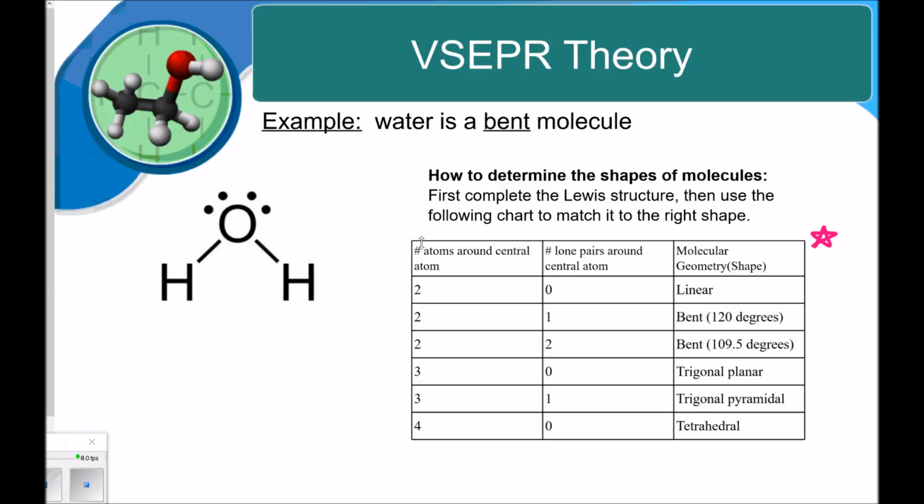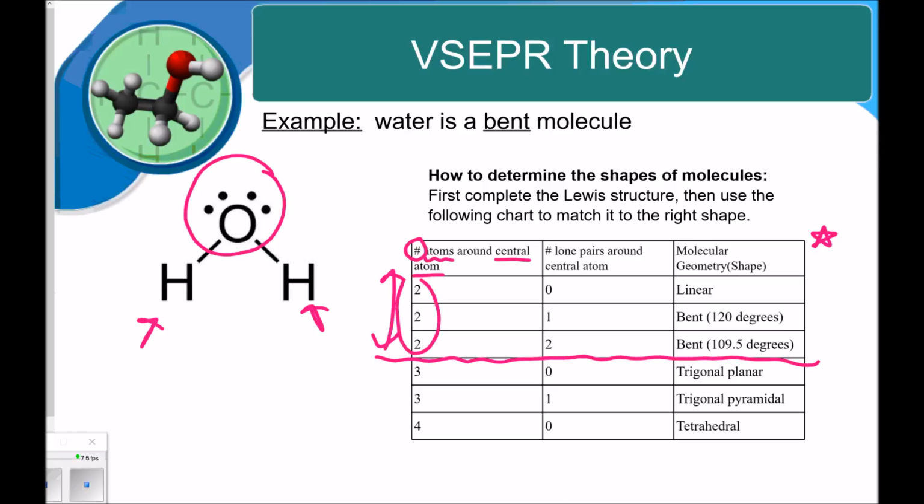So the first column says number of atoms around the central atom. So here is our central atom. It's oxygen, and there are 2 atoms around it. Oftentimes kids will look at how many electrons are around it. No, how many atoms are around the central atom. There are 2 atoms around the central atom. They're hydrogen atoms. So we are looking at this part right now because there are 2 atoms around the central atom. Let's look at the next part.